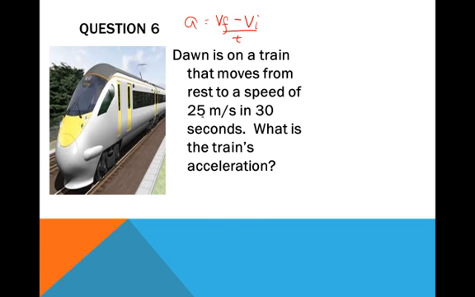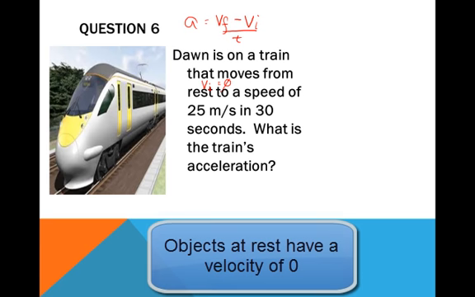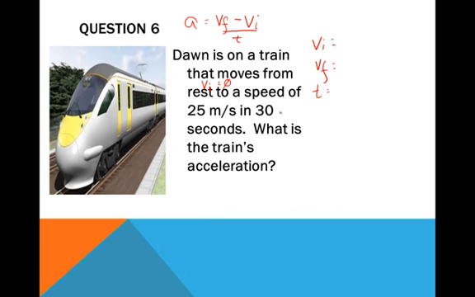So if the train first is at rest here, that means my velocity, my VI, starts at 0 because it's not moving, so it doesn't have a speed. So when something's not moving, the speed is just 0. So I'm going to put here VI, VF, and T here on the side. So VI, I just said, is 0 because it's not moving. And then it finally gets to a speed of 25 meters per second. And how long did it take? It took 30 seconds.